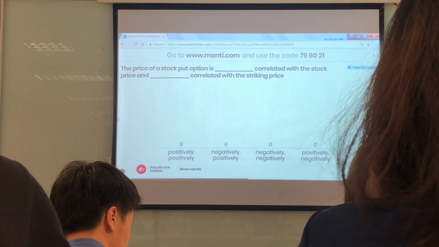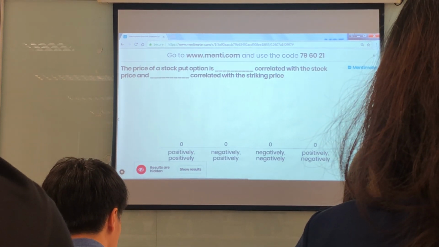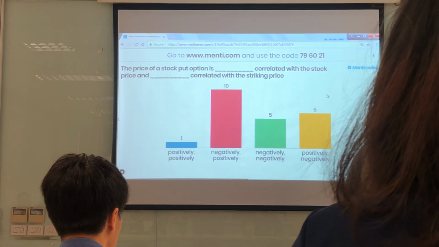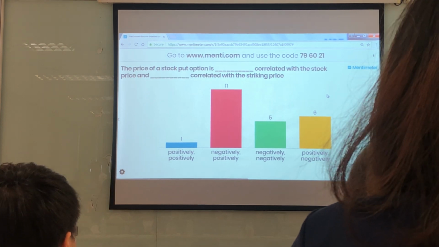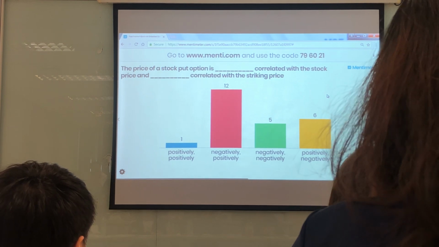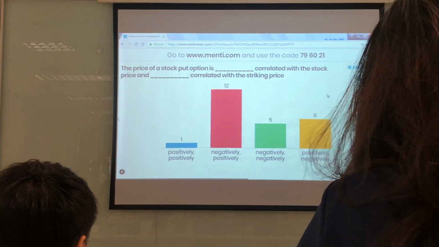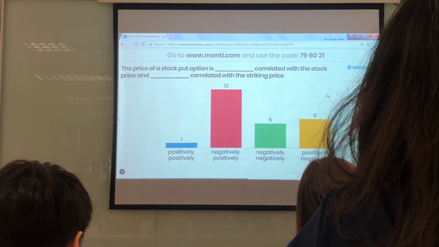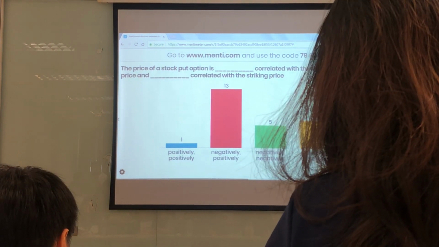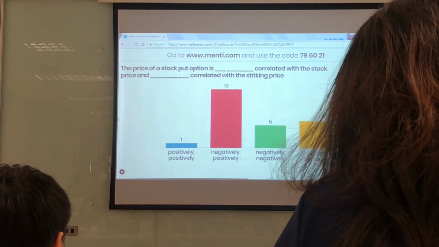You still can submit the answer, but let me show. The price of the put option is negatively correlated with the stock price. Because if the exercise price is high, the stock price and the put option.